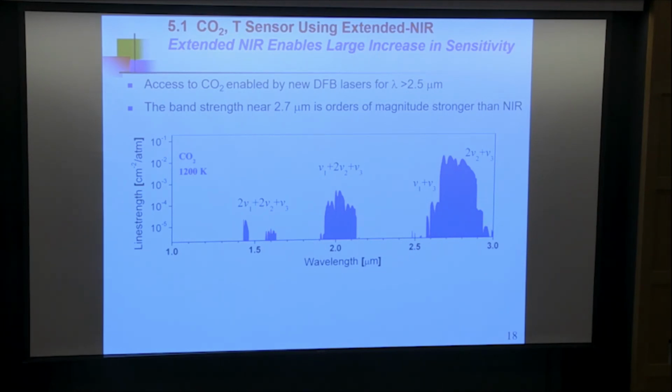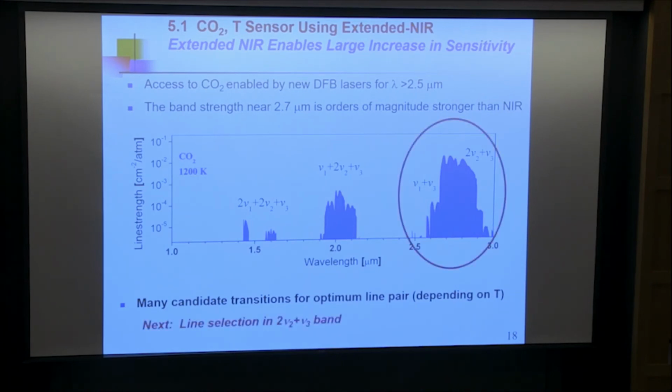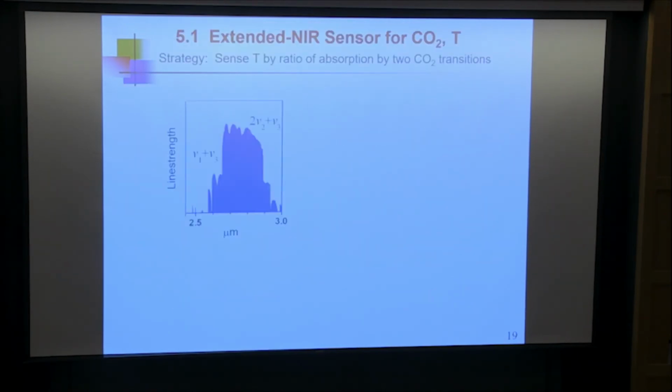Not shown are the longer wavelengths, which are even stronger. So you can get even more sensitivity if you get to longer wavelengths. This is an old slide. We did a lot of work at 2.7 for many years. We worked at 2.7 because it's more expensive to get to 4 microns. And that's already pretty good.